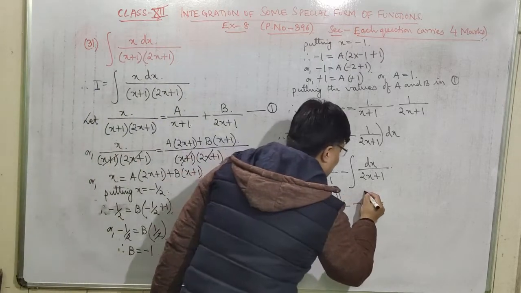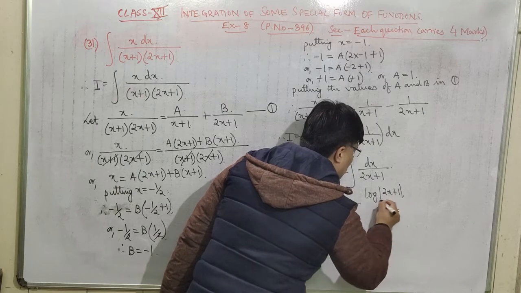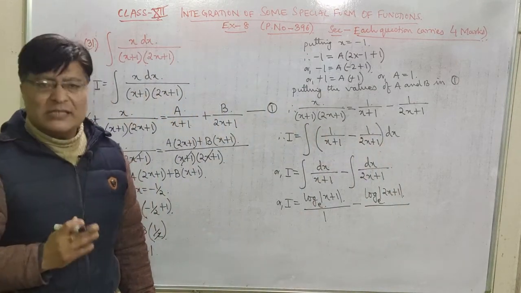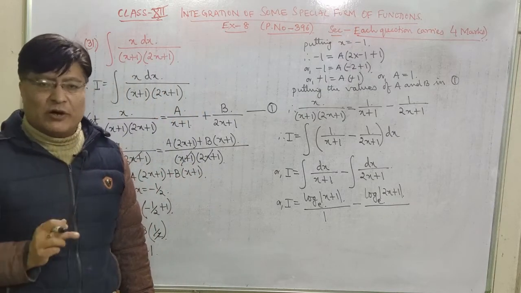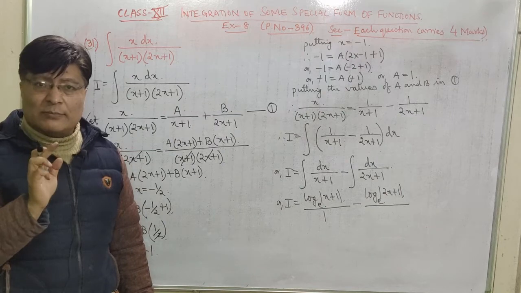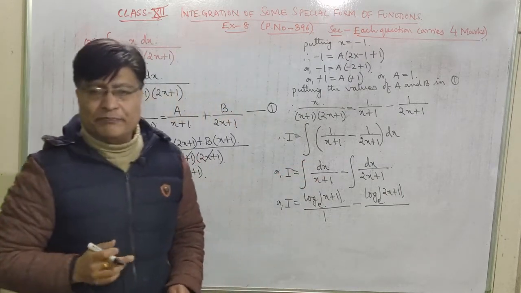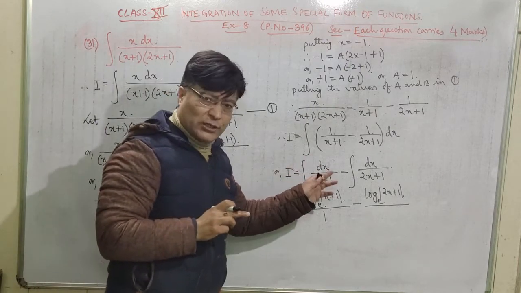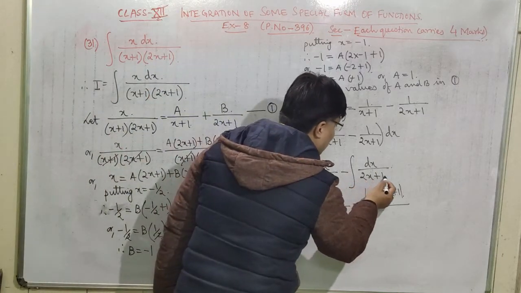So what is this integration again? It is log within mod 2x plus 1, the base is e, whole divided by... In case of differentiation, you can multiply the expression by the differentiation of the function which is termed as x. But in this case, since this is integration, you have to divide it by the differentiation of the function which is assumed as x. That is, 2x plus 1 is assumed as x.